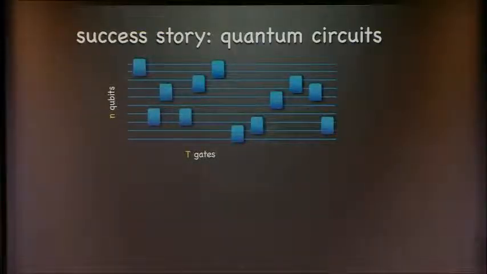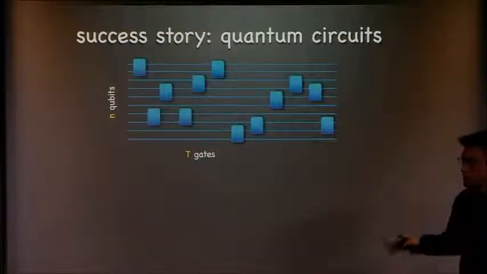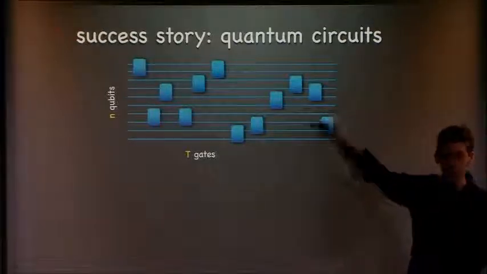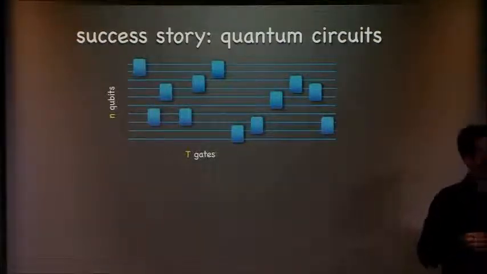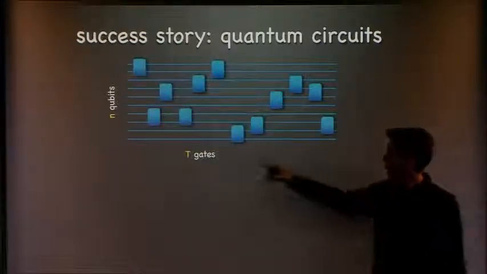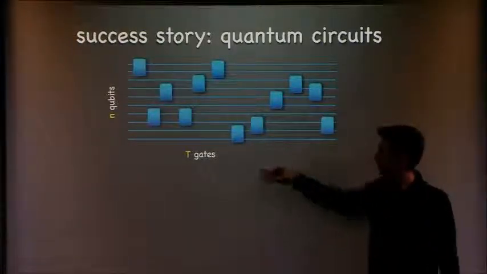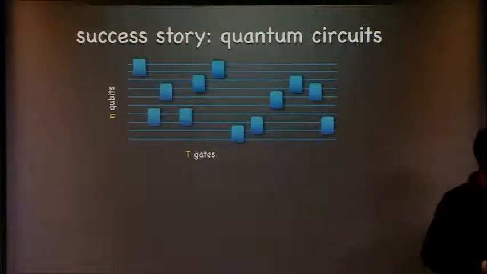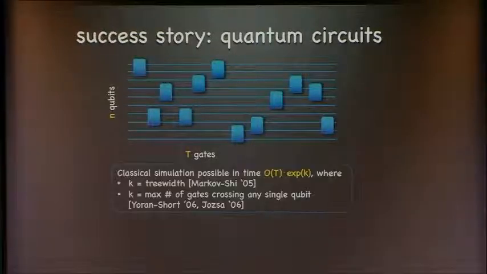So one story where things have worked, we've understood pretty well, is if you have a quantum circuit. So this is the gate model. You have a bunch of qubits and you apply a bunch of unitary gates to them. So you have n qubits and a series of t 2-qubit gates. And we know that you can do a classical simulation in time that's linear in t and exponential in a kind of entangling parameter k. And k can mean a few different things.